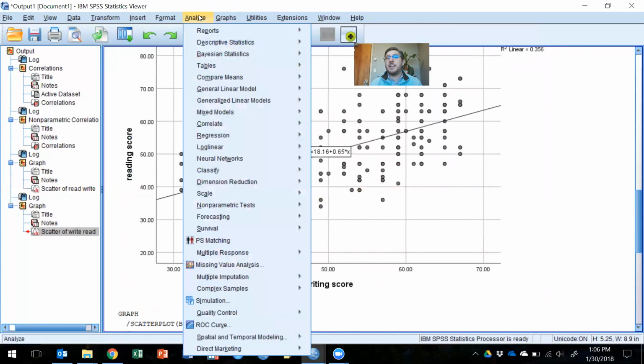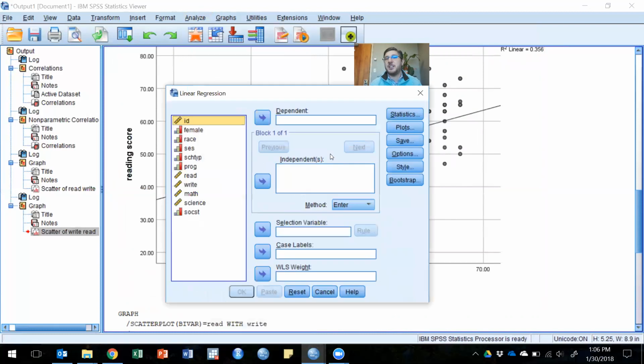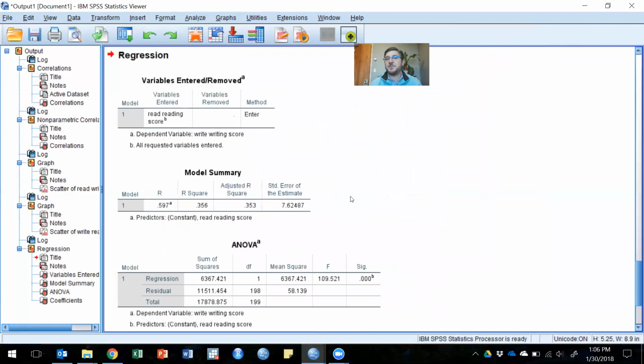The other way you can get a regression equation is Analyze, Regression, Linear. Let's say writing is our dependent variable. We put it in with dependent. Reading is our independent variable. We can plot it in here.